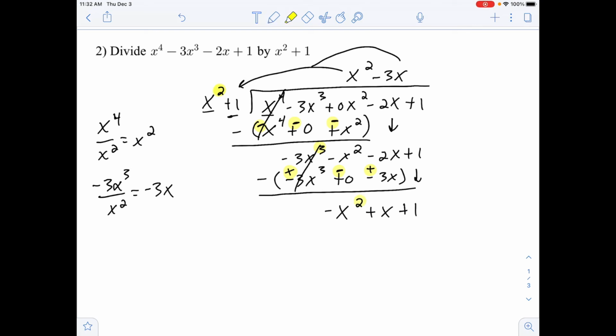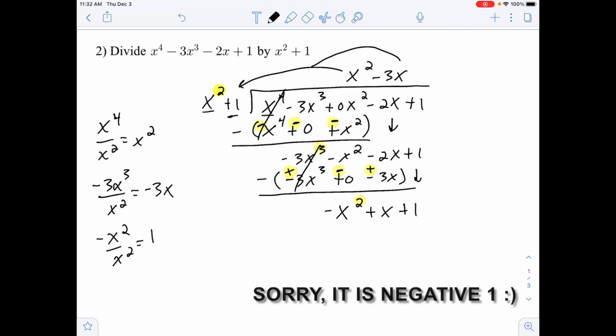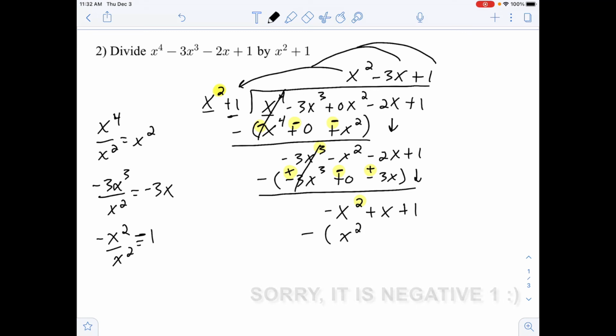So now these are exactly the same. So this is the last time we're going to divide. So negative x squared divided by x squared is equal to 1. So put that up here. Then we're going to multiply and subtract. So that's going to be x squared. And then, oh, I'm sorry, this is negative 1. That's my fault. Let me fix that. See, we all make mistakes. So that's negative 1, negative 1, negative 1. And then negative 1 times positive 1 is negative 1. There's a whole lot of negative 1s going on there.